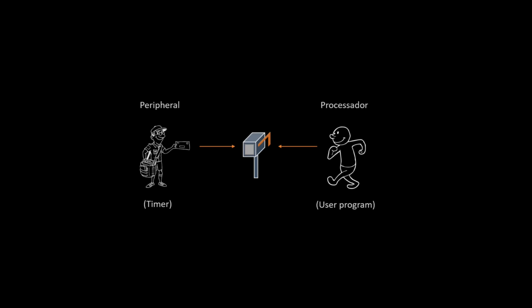So the timer is the mailman and the user program is the person that is going to get the letters. So the information is not so important in this electronic mail system. The event is more important than the information because the event is related to something that happened in that peripheral. In the case of a timer, that the timer has reached a certain threshold.